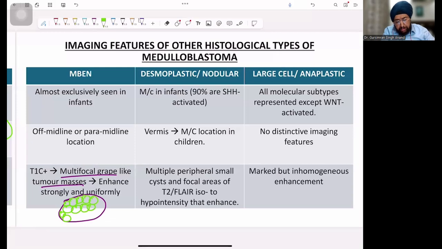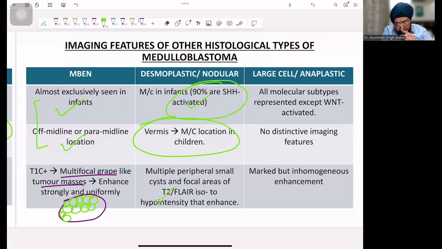Two other important points: it's almost exclusively seen in infants and it's usually an off-midline or paramidline mass. It's usually not a midline mass. Talking about the desmoplastic or nodular type, again, it's most commonly seen in infants and 90% of them are SHH activated. These are again midline masses. It's usually difficult to differentiate, but there will be much more cystic areas in desmoplastic or nodular type of medulloblastoma in comparison to classical medulloblastoma. There will be multiple peripheral small cysts and focal areas of T2 FLAIR hyperintensity that enhance.